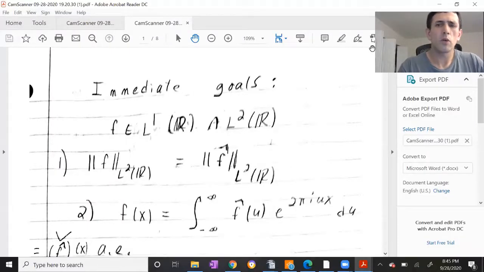Hello, everyone. What I want to do today is prove what I mentioned last time, Parseval's theorem, which is just that the Fourier transform is an isometry, and I want to prove Fourier inversion.